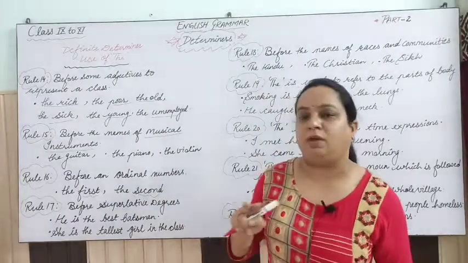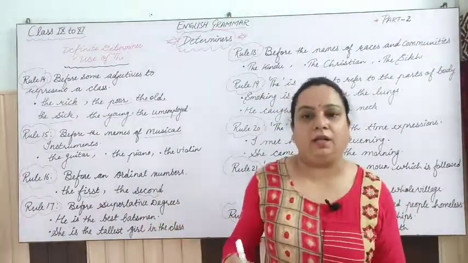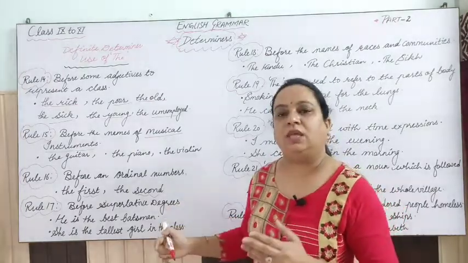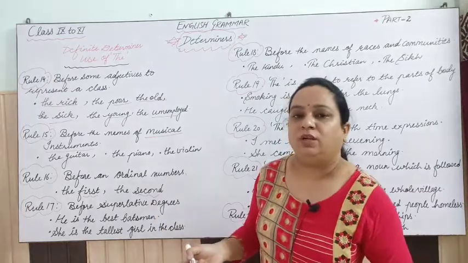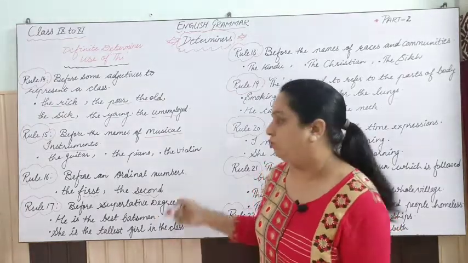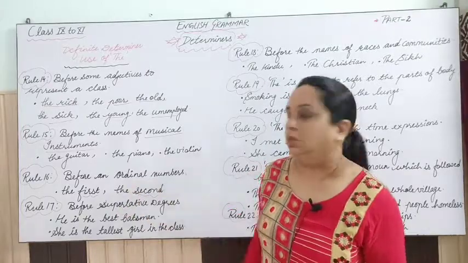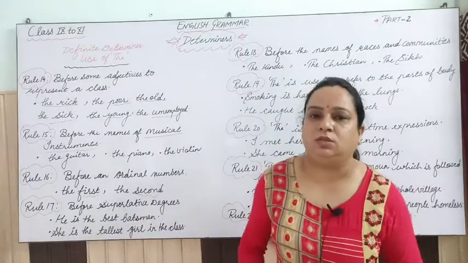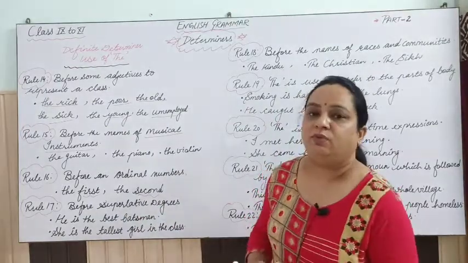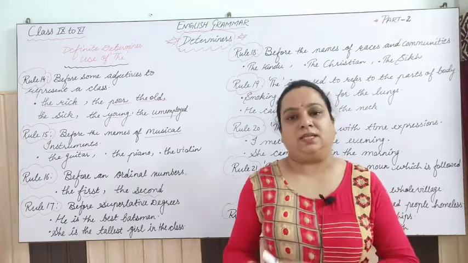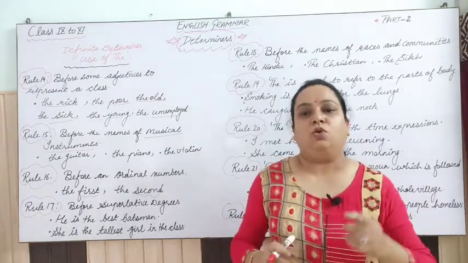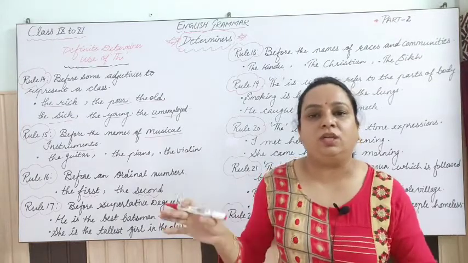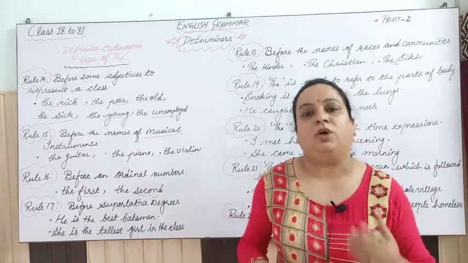We have two types of numbers, ordinal and cardinal. Cardinals are 1, 2, 3, 4, 5, but ordinals are the first, the second, the third, the fourth. So when we speak the first, second, third, fourth, we have to use the with that. Next, rule number 17, before superlative degrees. This you know very well, that whenever we have to use a superlative degree in a sentence, before the superlative degree you have to use the, like tall, taller, tallest. So what will you say? Only tallest you will not write down, that will be wrong. So what is the answer there?